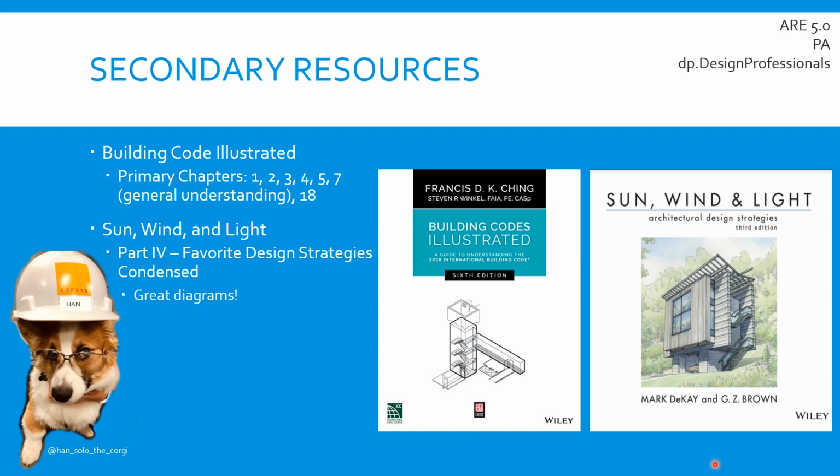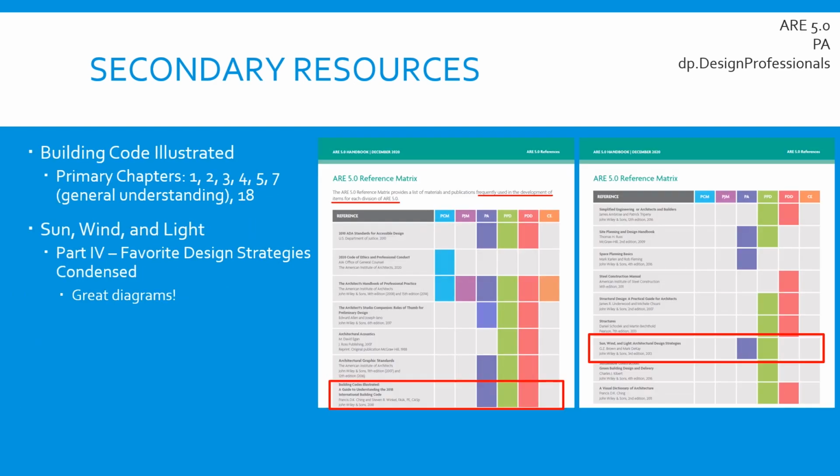So you might be wondering where I got these secondary resource recommendations from. And actually, if you go to the very end of the NCARB handbook, there is a section called ARE 5.0 Reference Matrix. And what NCARB is saying here is that these items listed in the reference matrix are frequently used in the development of items for each division of the ARE. And what they're saying here is that they've used these reference books, reference materials, in order to develop test questions. So alarm bells should be going off in your head. This is super important. So if you read through them, it's very likely that you will find the answers to the test questions in these materials.